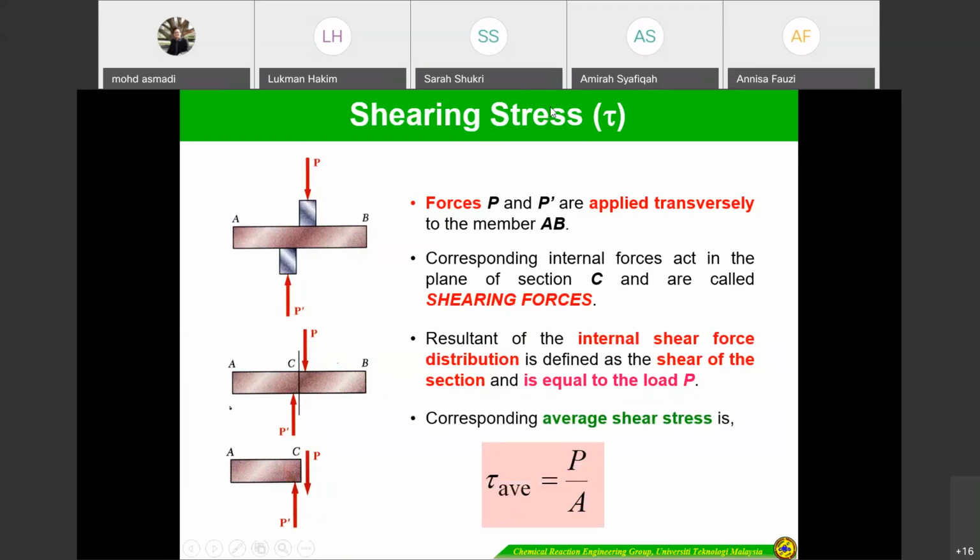If you still remember, for the normal stress we used sigma, but for shearing stress we use tau. Similarly, P is the force acting, and this one is the internal force, so you can get the shearing stress. It's almost a similar question, only the symbol is different. The difference is that we apply the force transversely.